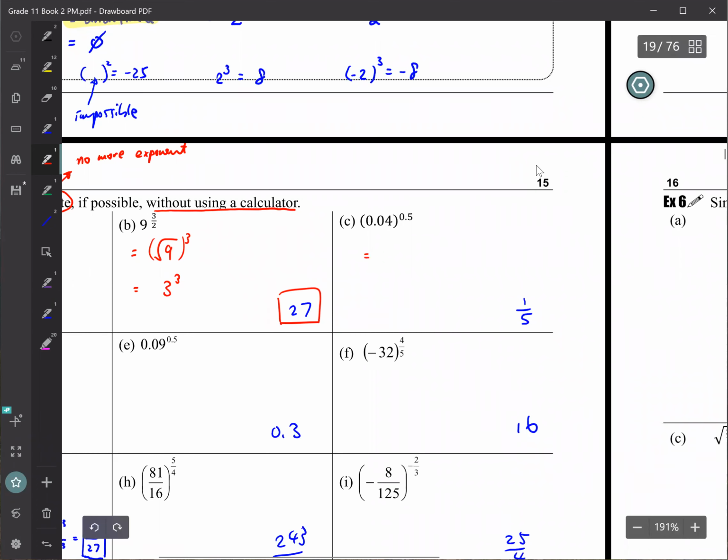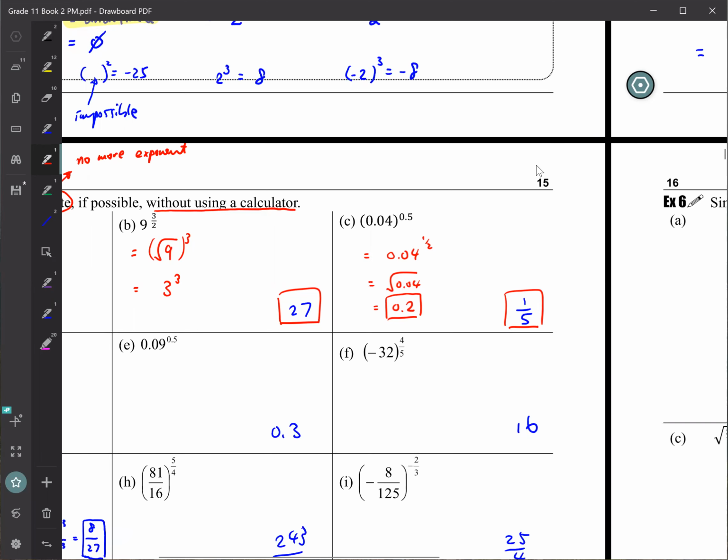0.04 to the 0.5 is the same as 0.04 to the half, same as square root. That gives you 0.2, same as 1 over 5. You can leave your answer as either 0.2 or 1/5, as long as you don't have a decimal in the fraction. You don't want a decimal in the denominator. This one's similar, right? It will be square root of 0.09, so 0.3. Or you can write it as a fraction if you like. Either one.